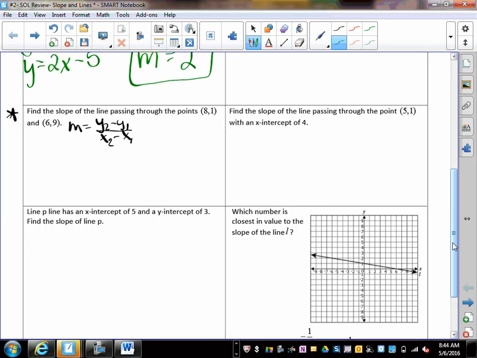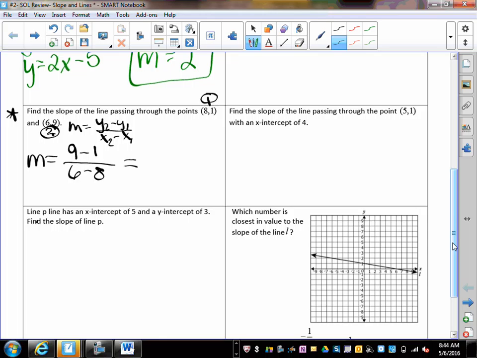All right, again, if it helps you, I'll label one of your points as the first one. The other one is your second, because you have to go in the same order. The biggest mistakes I see here is that people will flip-flop their x and y values, or they'll put x on top rather than y, or they will start off with the second one, and then the next time they'll start off with the first one. Okay, so for our equation here, 9 minus 1 over 6 minus 8.